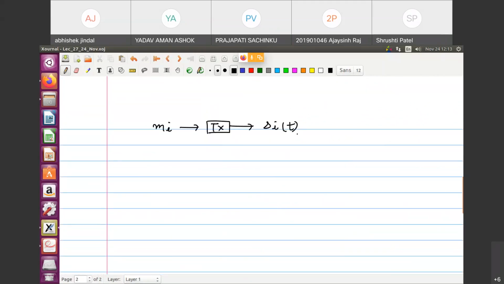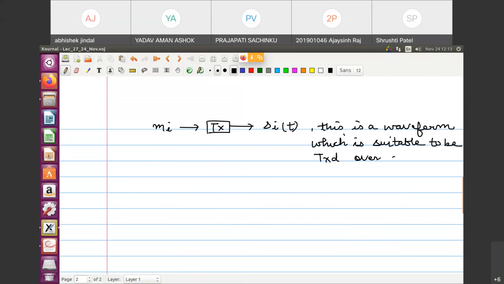Okay, so Si(t), this is a waveform which is suitable to be transmitted over the channel. Now why have we done this?